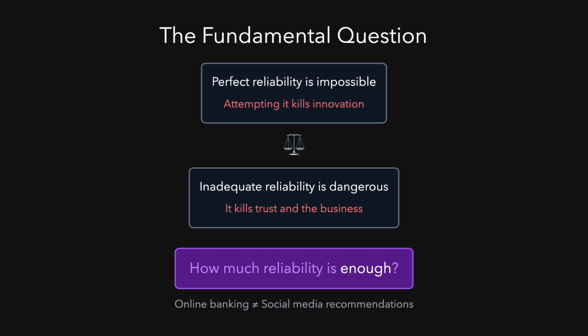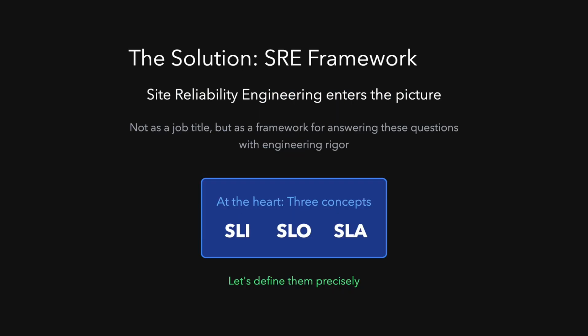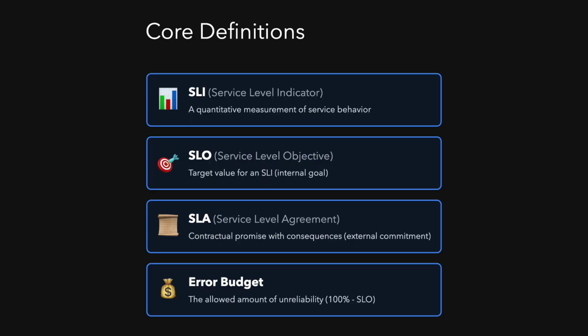The right amount of reliability for online banking is very different from the right amount for a social media recommendation feed. This is where site reliability engineering enters the picture, not as a job title, but as a framework for answering these questions with engineering rigor. And at the heart of this framework are 3 concepts that work together: SLI, SLO, and SLA. Let's start with crystal clear definitions.